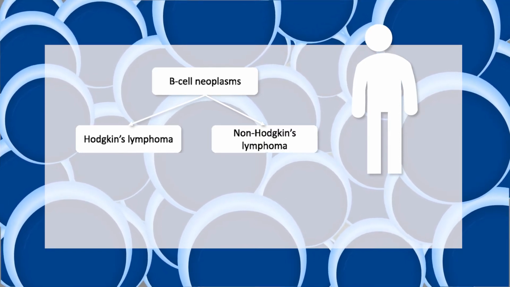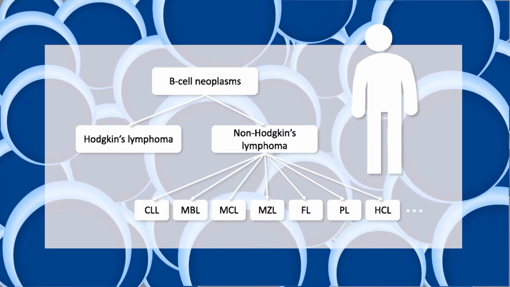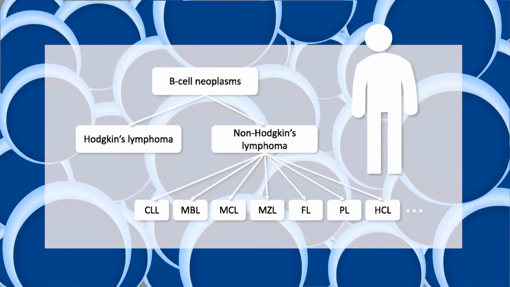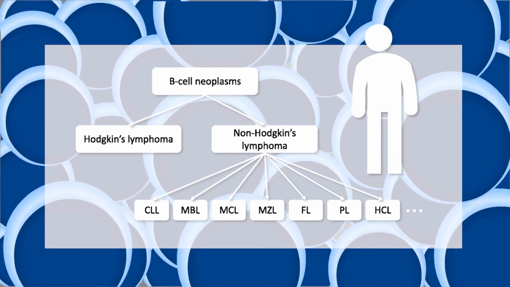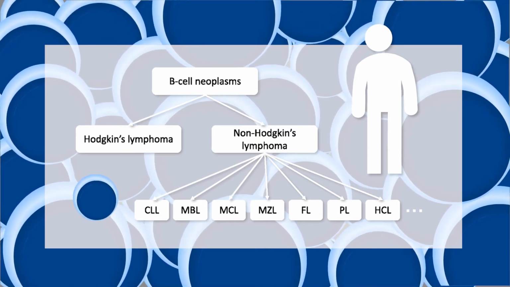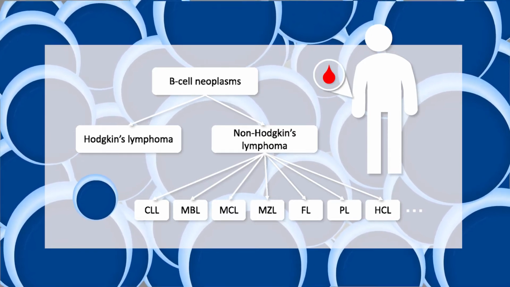B-NHLs can be further classified into various subtypes that are shown here, some of which are more common than the others. And the identification of the right subtype is essential for the prognosis of the disease. An integral technique for diagnosis and monitoring of such hematological disorders is known as flow cytometry.